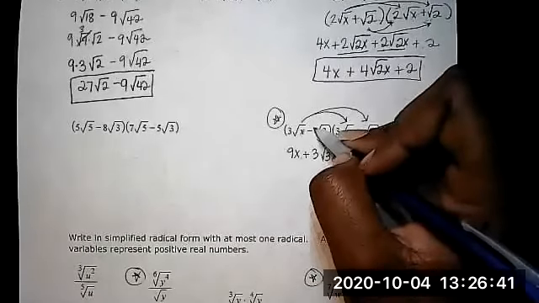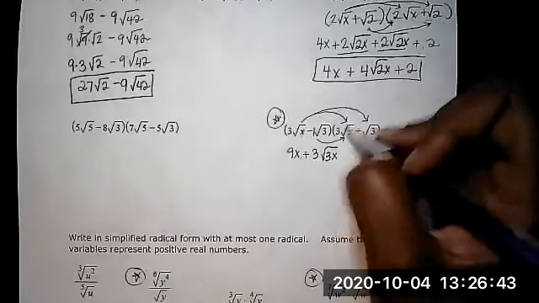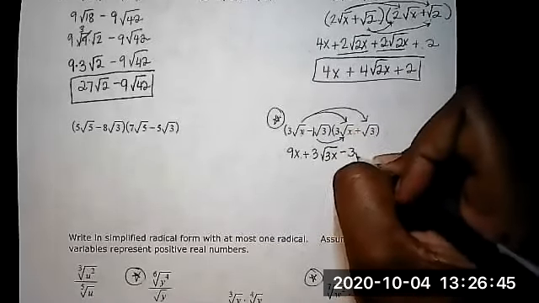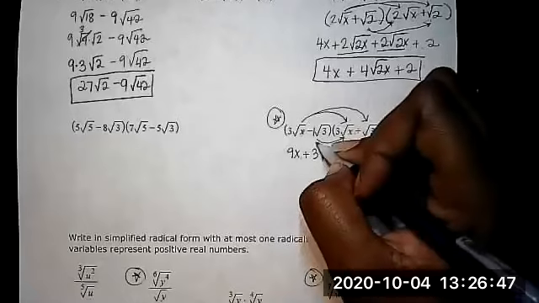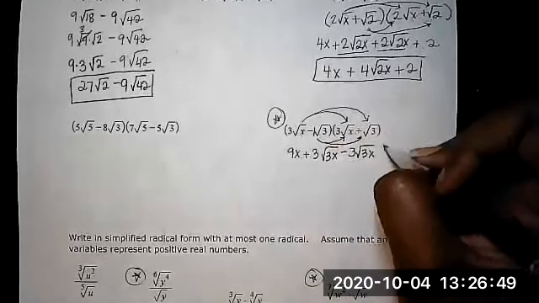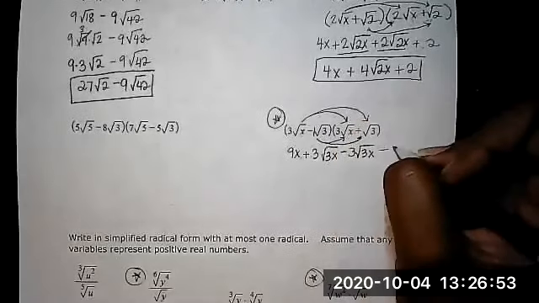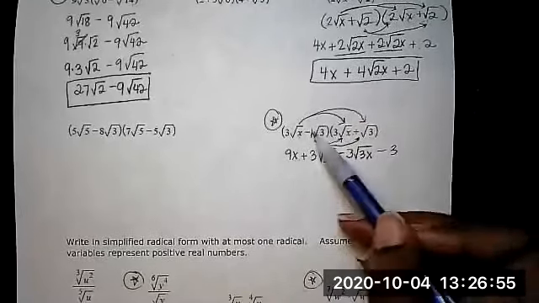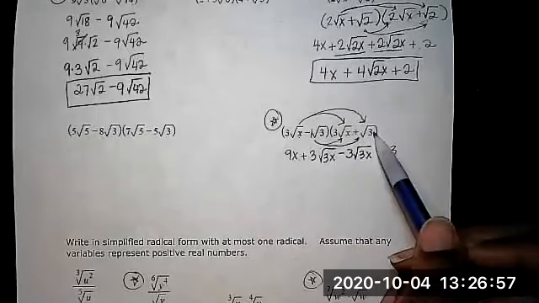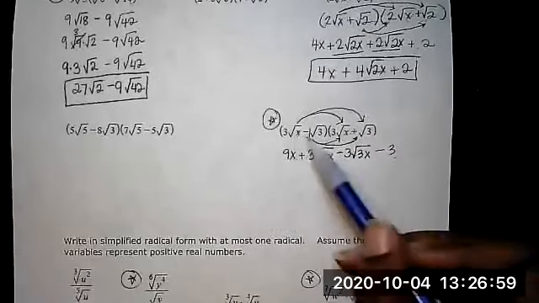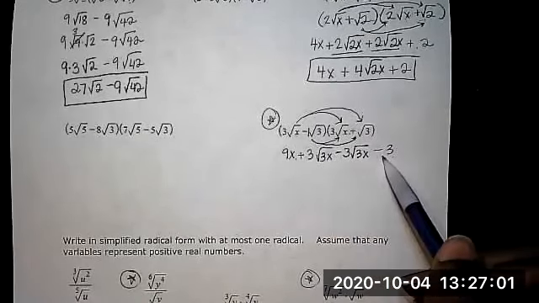This one is going to be, basically that's a -1. -1 times 3 is -3 times the square root of 3x. -1 times this becomes negative, and then the square root of 3 times square root of 3 is just 3. Okay? Multiplying square root of 3 times square root of 3 just became 3, and then the -1 made it negative.